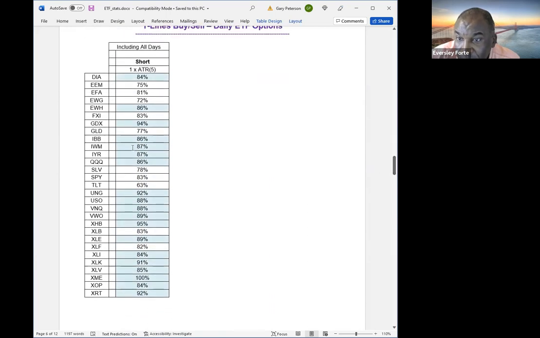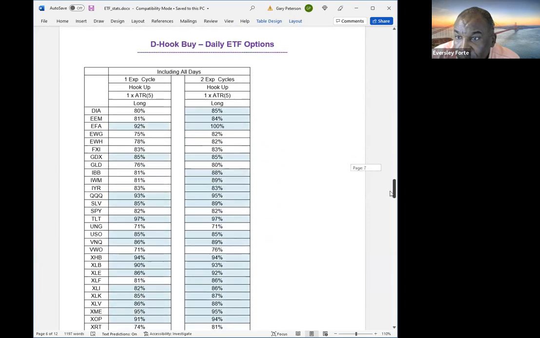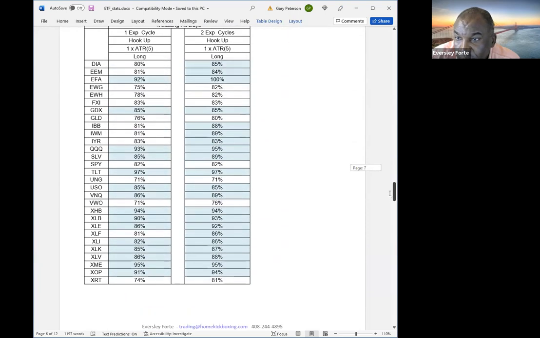Another strategy, we know with this particular strategy which ETF to trade because the stats are over 84%. D hook, Donchian hook, another Donchian strategy. 97% wins on TLT, the interest rate ETF.